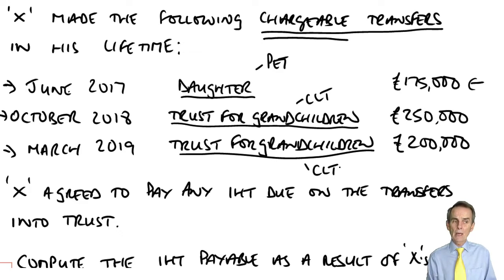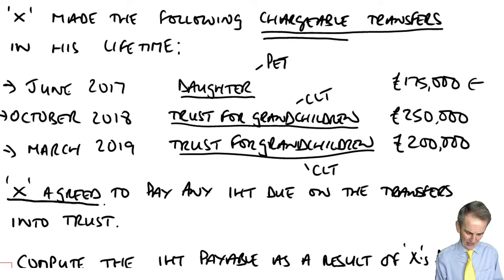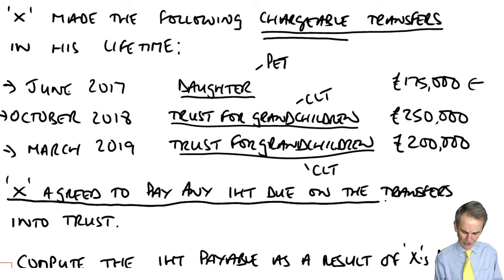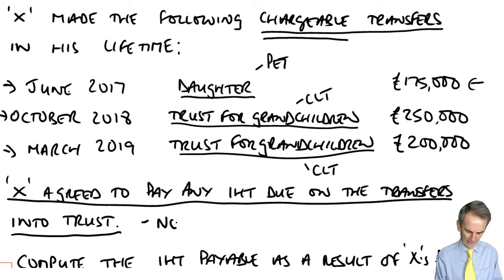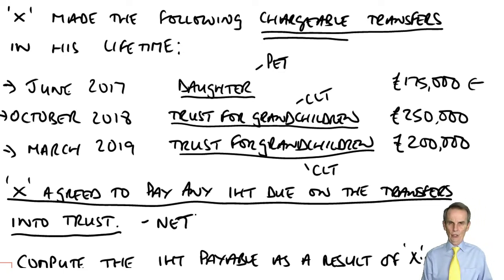But there's something else that we need to know, we may or may not be explicitly told, and that is who pays the IHT on the transfers made into trust. And we can see here that X had agreed to pay any IHT due on the transfers into trust. X agreed to that. That therefore means that we have net transfers. They are net transfers there that have occurred.